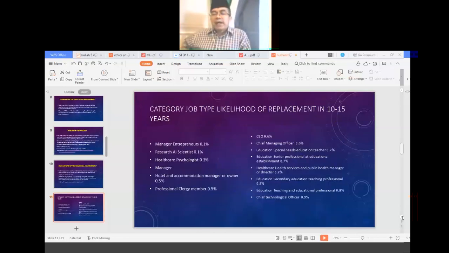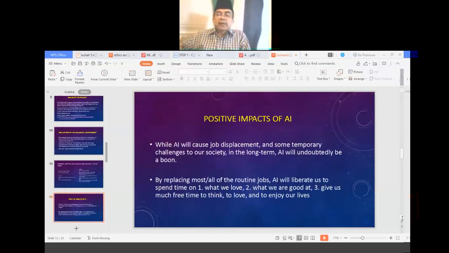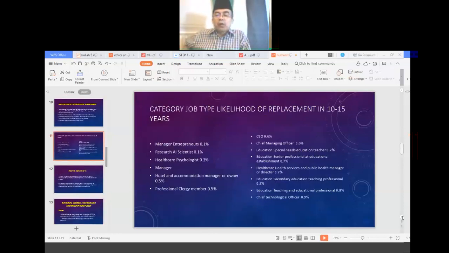From my reading, you can see that in 10 to 15 years to come, there are certain jobs that are very likely to be replaced by robots. Apart from that, if you look into this slide, you will see that although people are using artificial intelligence in their activities, we still need manager entrepreneurs, because this managerial job in the field of entrepreneurial trading business cannot be replaced with robots.